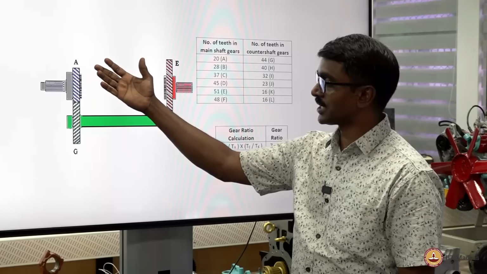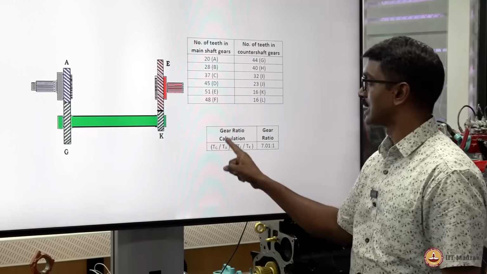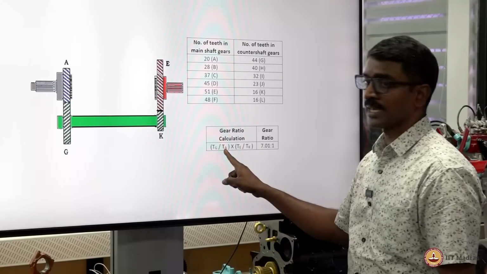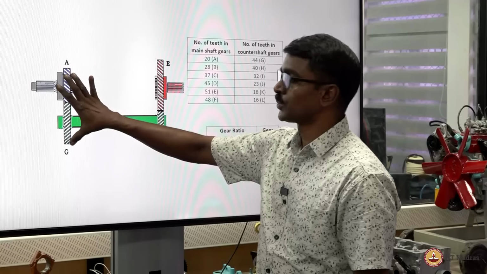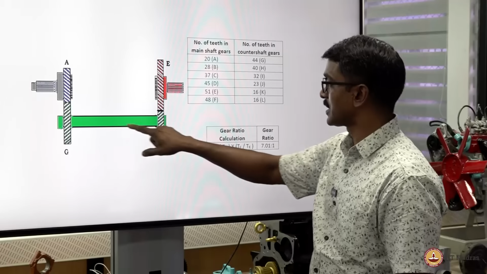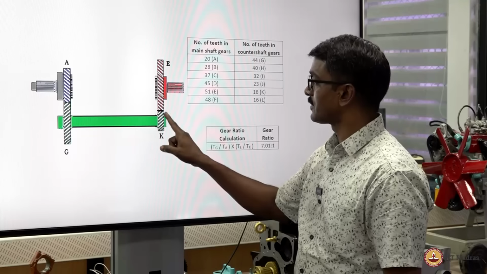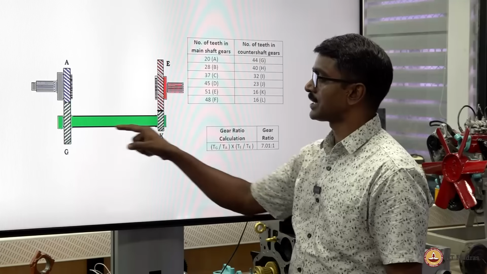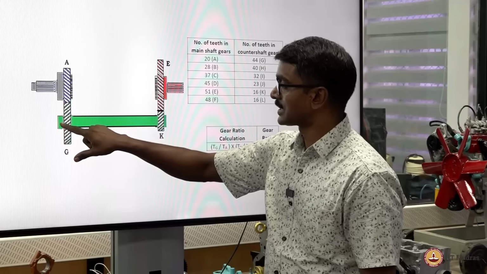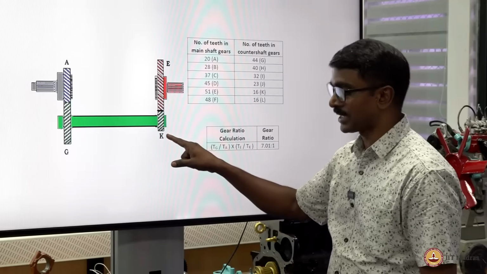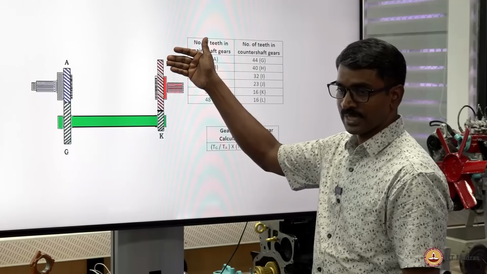The gear ratio for this is the number of teeth present in gear G divided by the number of teeth present in gear A. This gives the gear ratio for these 2 gears, and the drive is transmitted to gear K. The speed of gear G and the speed of gear K are the same as they are connected on a single shaft. So, whatever reduction happened here, the same ratio is being transmitted to gear K, and it is driving the bigger gear here, gear E.